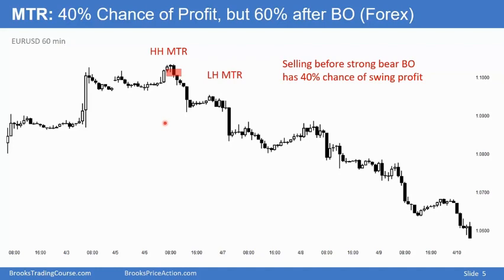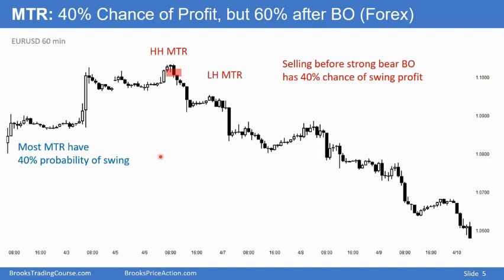Before the trend is clearly bearish, you might only have a 40% chance of a swing profit. Two legs down, a reward at least twice as big as the risk. However, your risk is small. If you get a swing profit 40% of the time, it's a profitable strategy to take shorts like that. Most major trend reversals have only a 40% chance of a swing trade. The other 60%, small wins, small losses that offset one another.